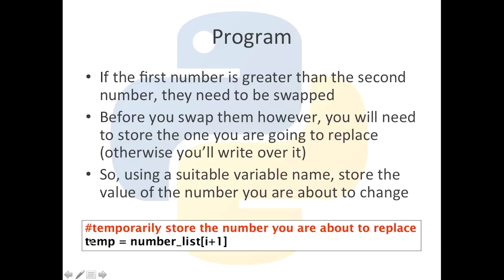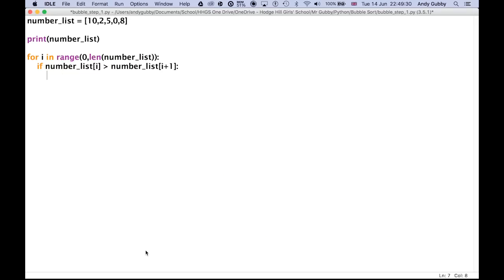So here we can see we're creating a variable temp and we're storing number list I plus 1, because if the previous selection is true, the if statement, we will need to replace I plus 1 with I, so therefore we need to temporarily store I plus 1 at the moment. So if we go back to our program, if number list I is greater than number list I plus 1, we need to store this value I plus 1. So we say temp equals number list I plus 1.